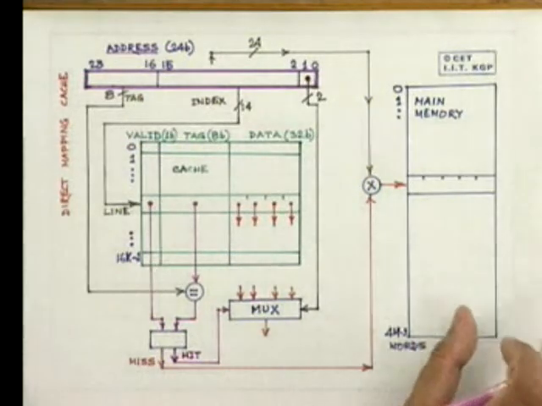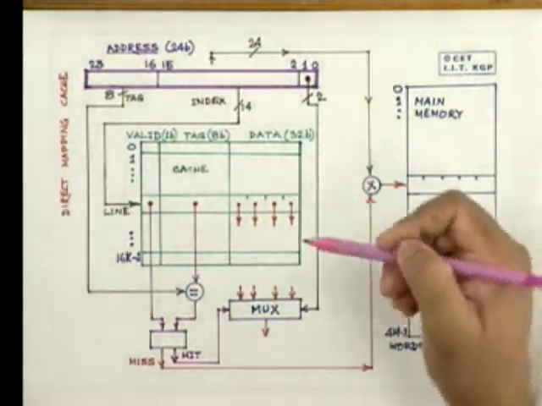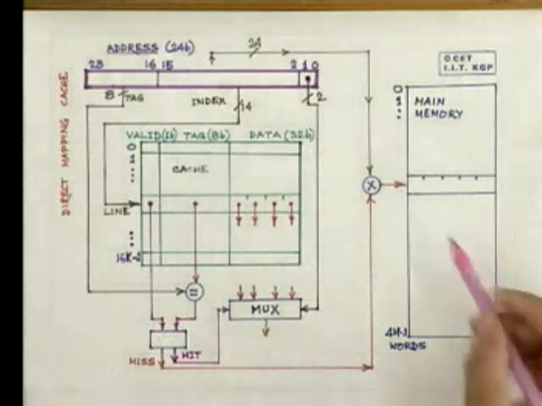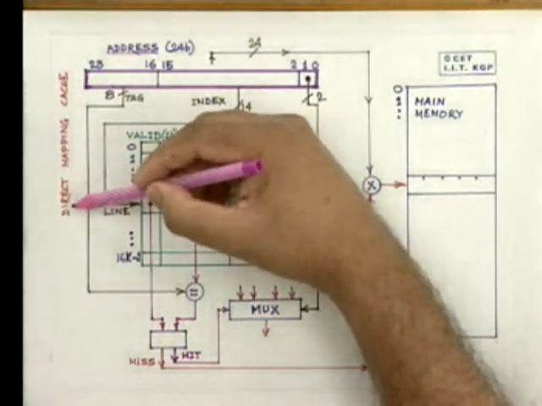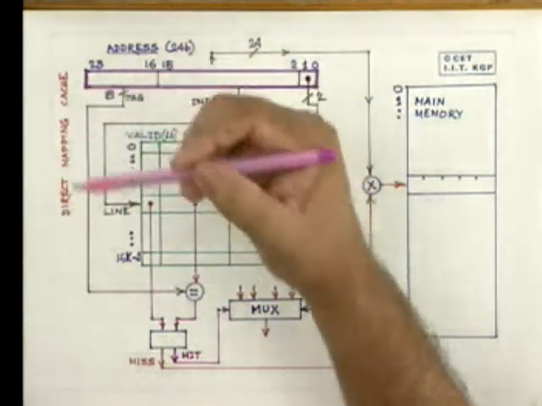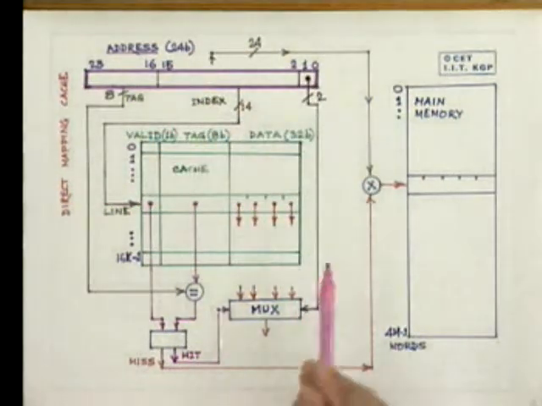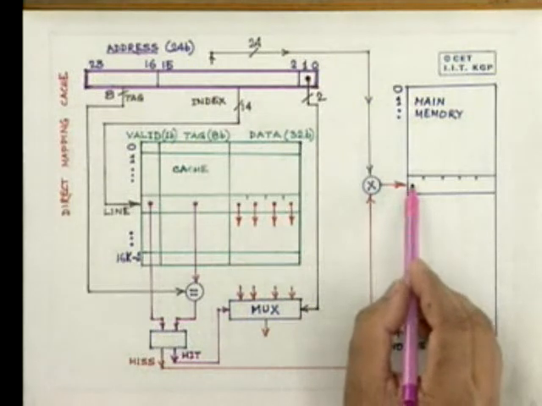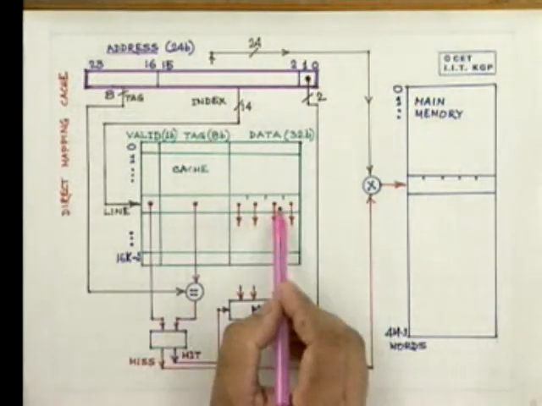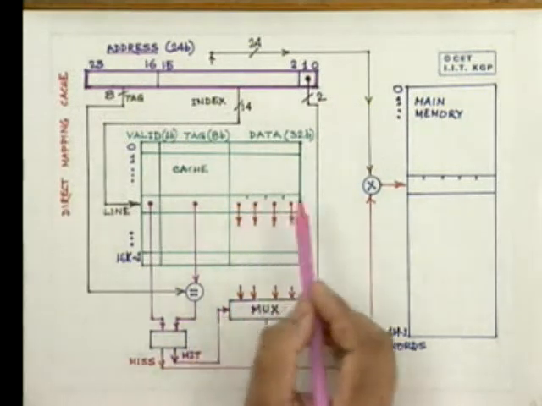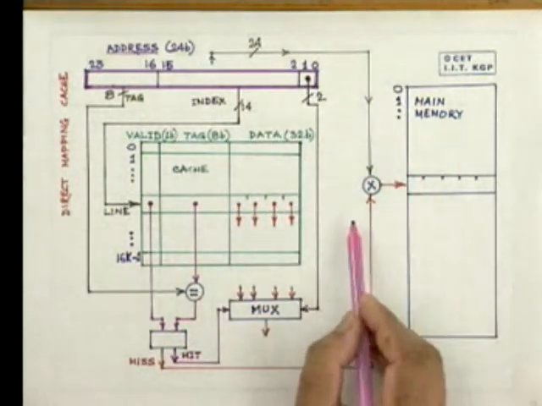Now let us see in these terms. What will be our gain? How much do we gain? But before that, let me remind once more that this is what we call a direct mapping cache, because a particular block is mapped into a particular line of the cache, depending upon the formula that has been given.